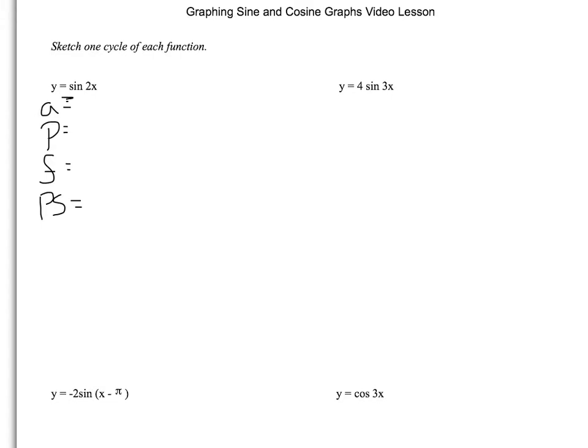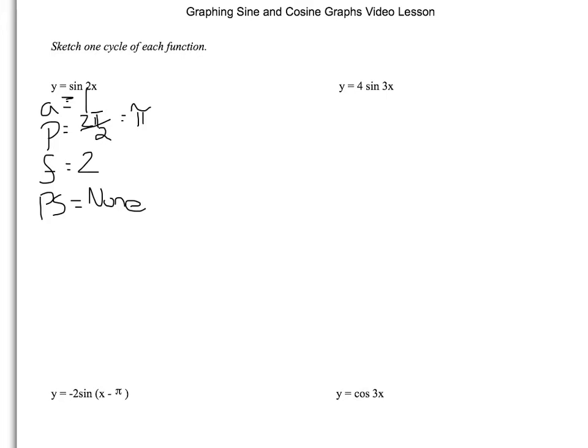Remember, amplitude is the number in front of the sine or the cosine, so in this case it's a 1. The frequency is the number in front of the x, so it's a 2. Period is 2 pi divided by the number in front of x, so that's going to reduce to pi. Phase shift, there is none here because there's no plus or minus in this particular problem.